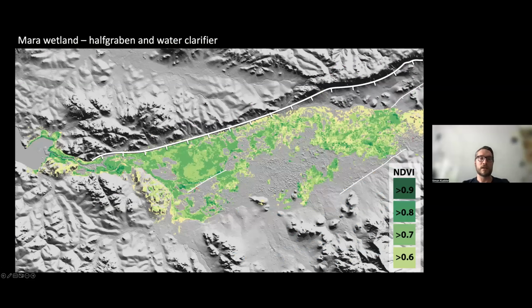And last but not least, the Mara wetland is a fault-controlled basin. It's a half-graben system, and it has the highest vegetation stability, and also serves as a water clarifier towards Lake Victoria to the west, because this basin is actually a bit deeper than Lake Victoria, and all the water that sheds from the Mara River enters the Mara wetland and goes through this papyrus swamp here and gets at least partly clarified as it moves through the system.